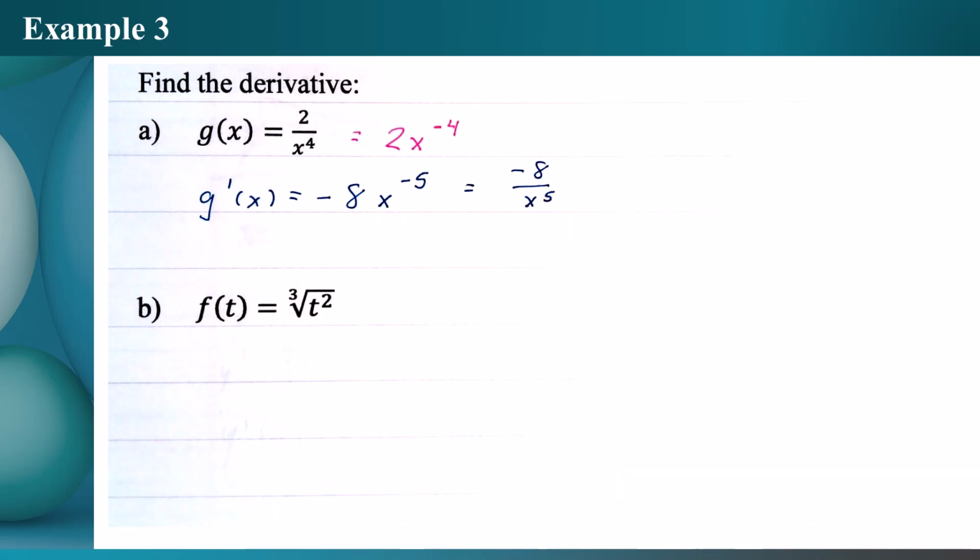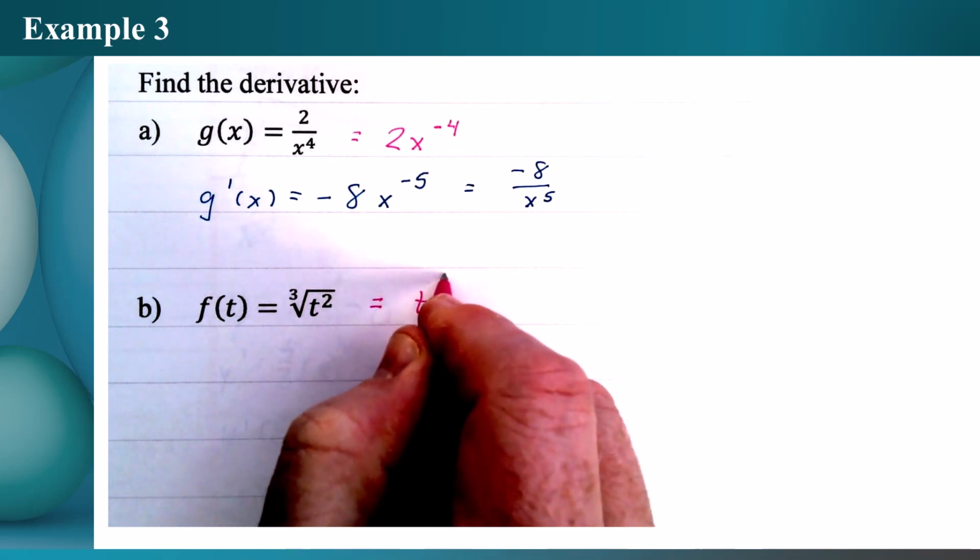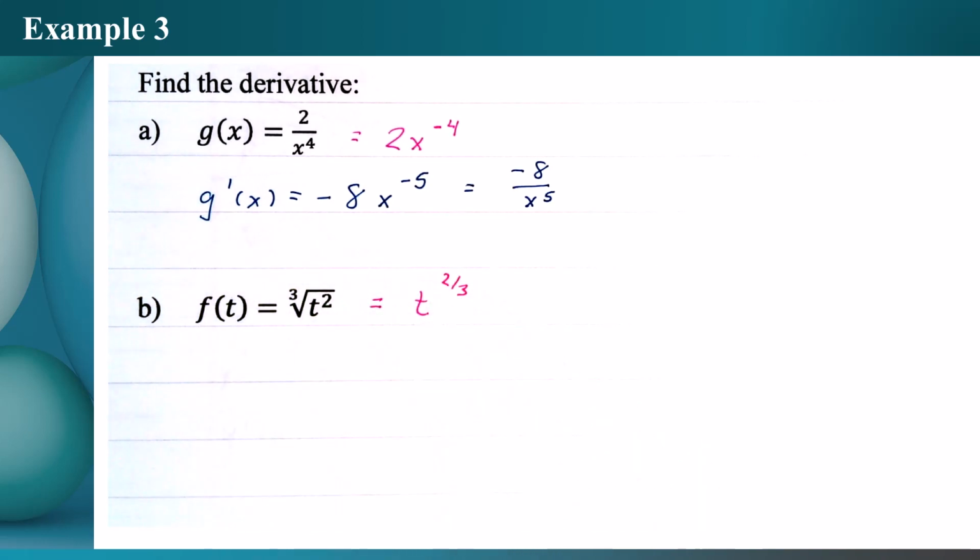In part B, we have f of t equals the cube root of t squared. So we'll take a similar approach here. I'm going to start by rewriting this as t to the 2/3 power. Now again, I haven't done any derivatives here. All I've done is rewrite this using algebra rules. But now it's in the form where I can use the power rule directly.